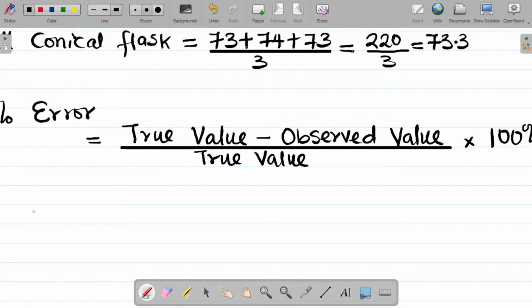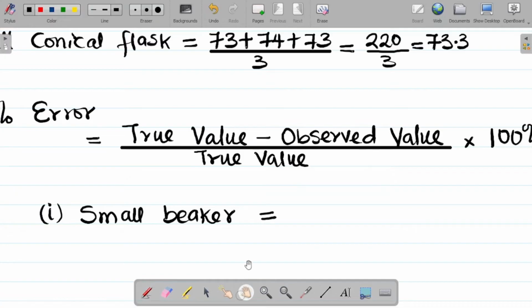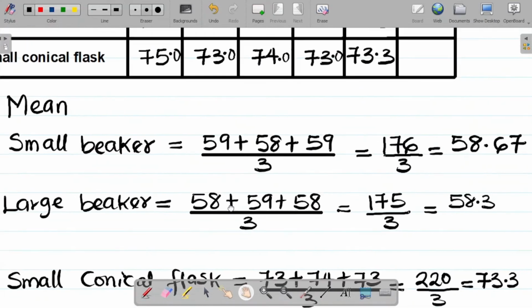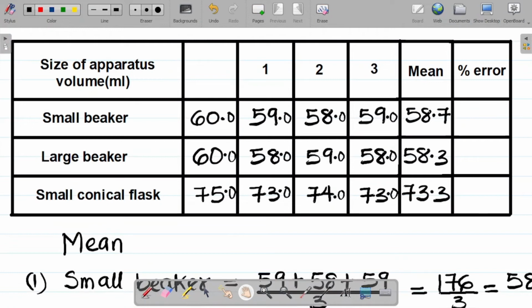So let's start with the first instrument there, which was the small beaker. Let's get the percentage error for the small beaker. The percentage error will be equal to, let's start with the true value. So how do I get the true value here? Go back to your table there. Note that all the values in this column are your true values. So for your small beaker, the true value is actually 60.